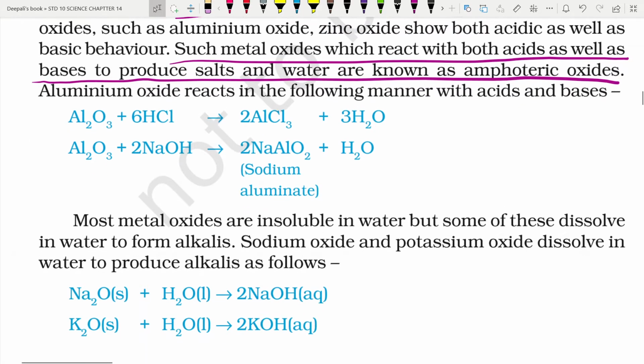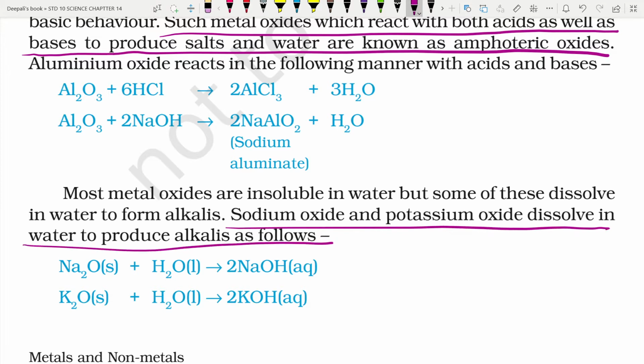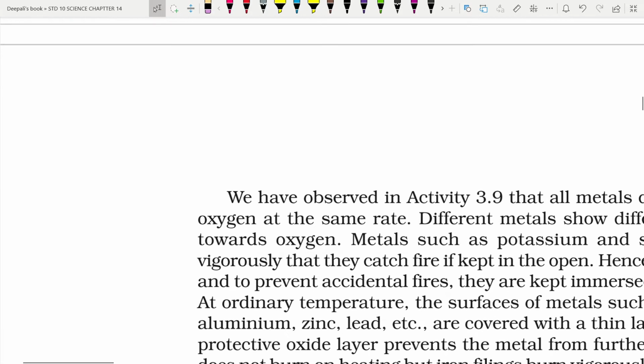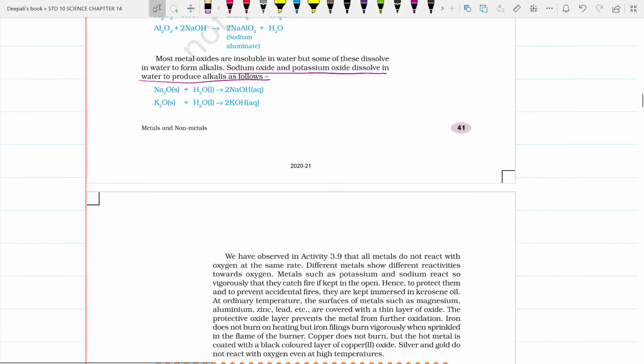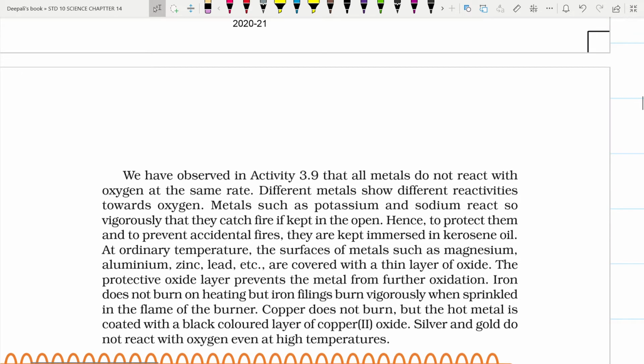Most metal oxides are insoluble in water, but some of these dissolve in water to form alkalis. Sodium oxide and potassium oxide dissolve in water to produce alkalis. So, here is the basic chemical property of a metal reacting with air. Now, we have observed in activity 3.9 that all metals do not react with oxygen at the same rate. Different metals show different reactivity towards oxygen. That is its chemical property.